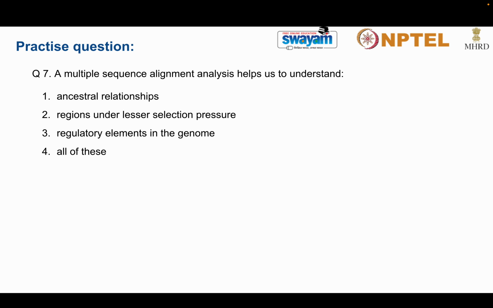Now, let's move to the next question, which says, a multiple sequence alignment analysis helps us to understand. We have discussed in the previous session why we perform multiple sequence alignments. Option A is ancestral relationships. Option 2 is regions under lesser selection pressure. Option 3 is regulatory elements in the genome. And option 4 is all of these. So, what can you understand from the multiple sequence alignment?